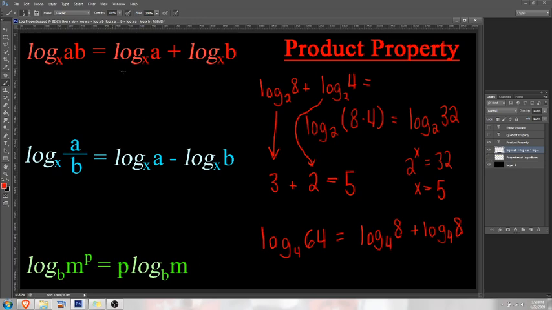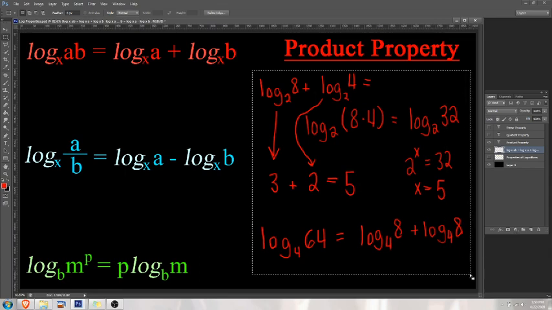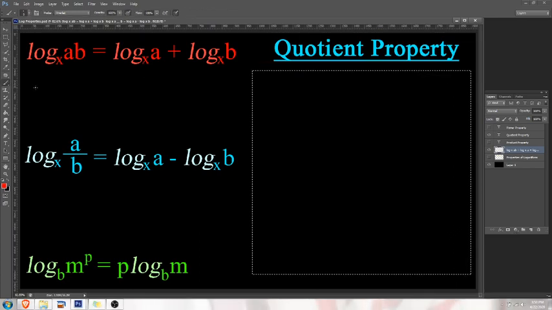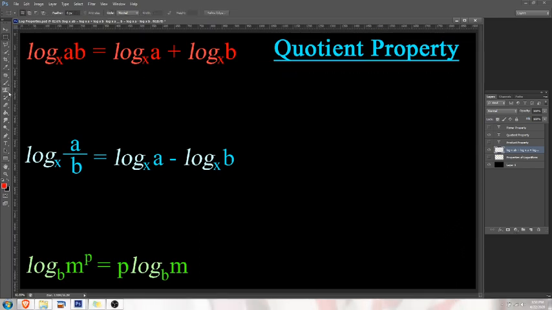So, let's take this and go ahead and get rid of that. And we'll move on to our next rule, which is the quotient property, which is very, very similar. It says that if you have two numbers that are being divided in your log, you can expand that into a subtraction problem. So log base x of a over b is equal to log base x of a minus log base x of b, and it works in both directions. We can go both ways with that.